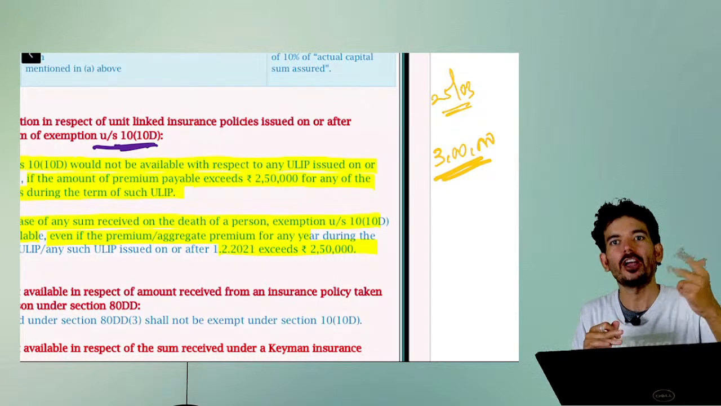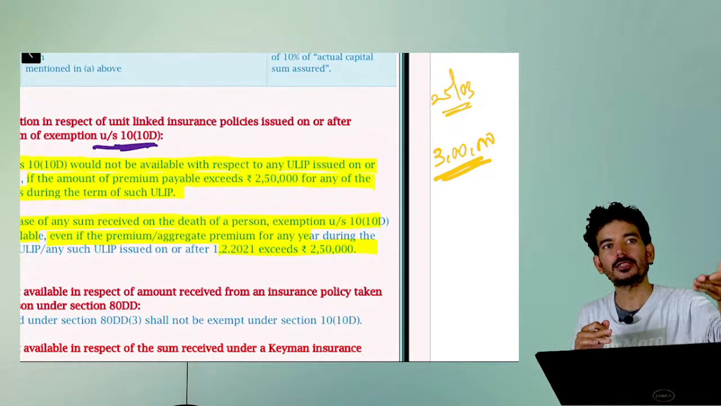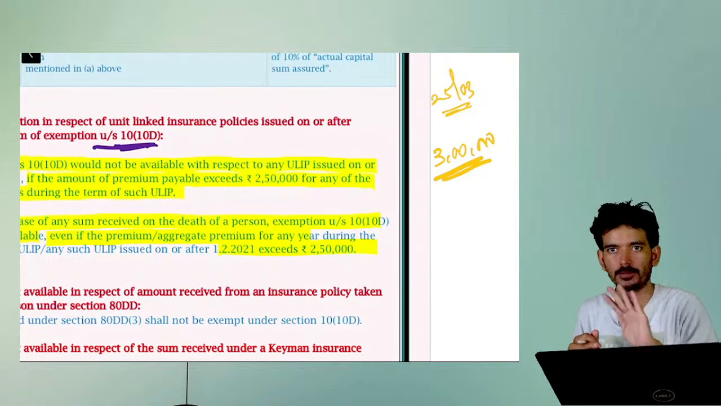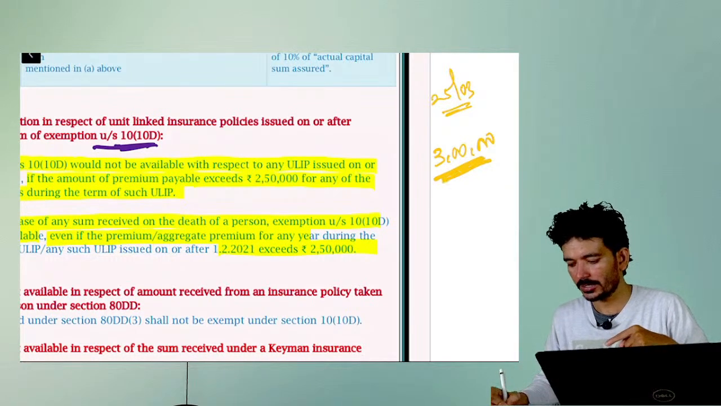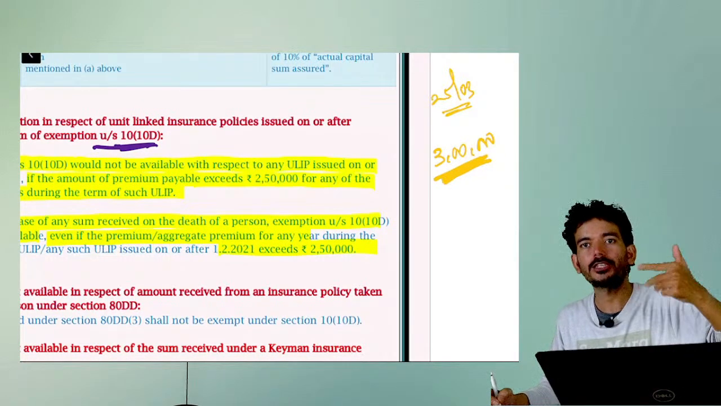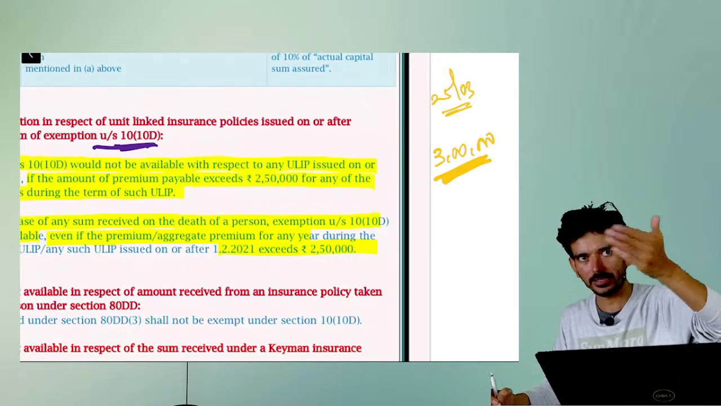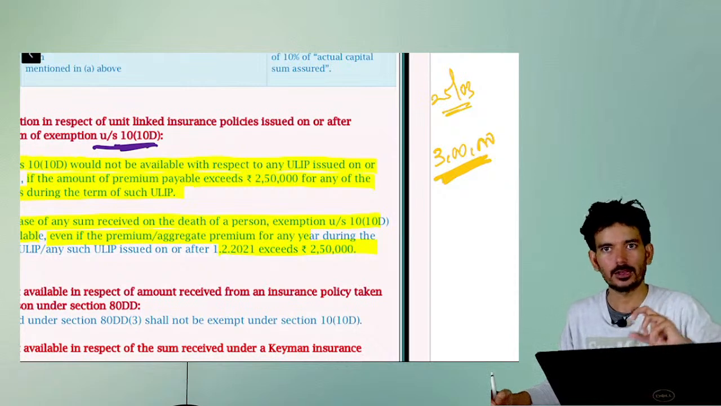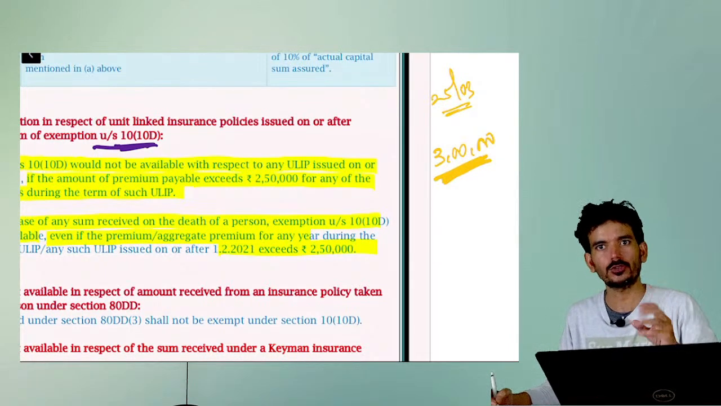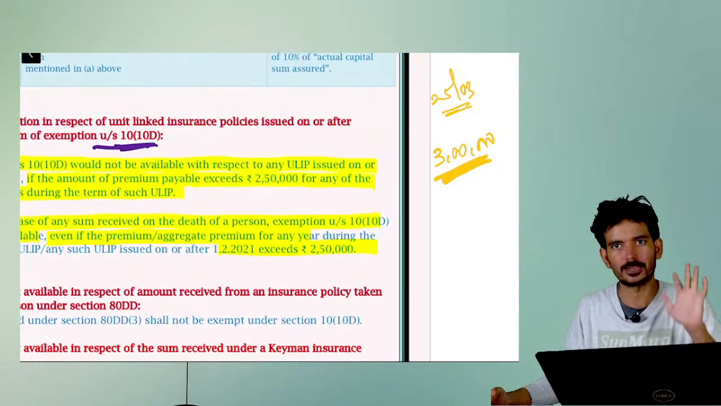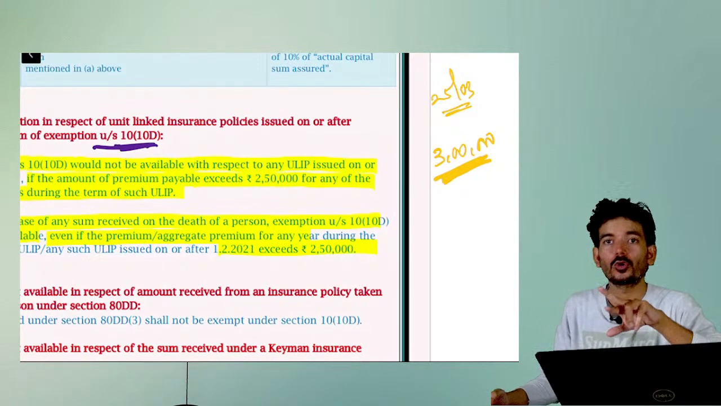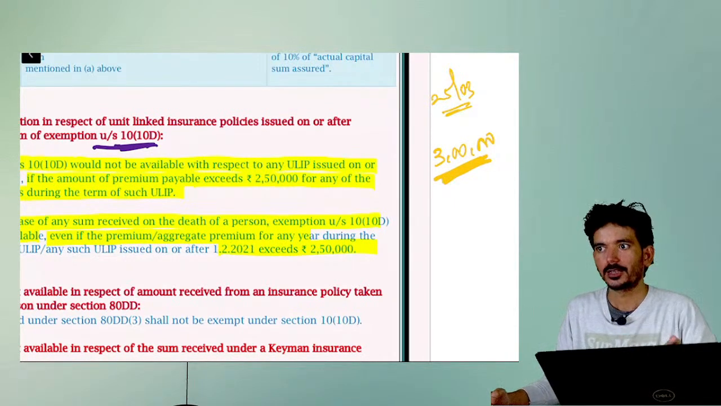If the policy is for 5 years, for example, after 5 years when they pay the money to me, it is not exempt, because every year there was a violation of the premium limit. So whatever is more than that limit, whenever they are paying, they will be deducting TDS also, and I am also paying tax on this. It's like an income.